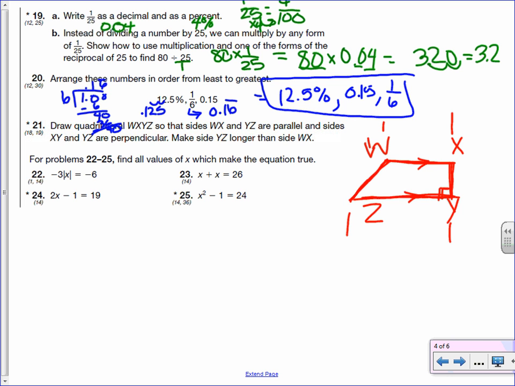For problems 22 through 25, find all values of x which make the equation true. So 3 times the absolute value of x equals 6. So 3 times what number would give me 6? Well, 3 times 2 gives me 6, and so this will be 2. So now our question is, which values of x make that statement true? Well, x could either be +2 or -2.